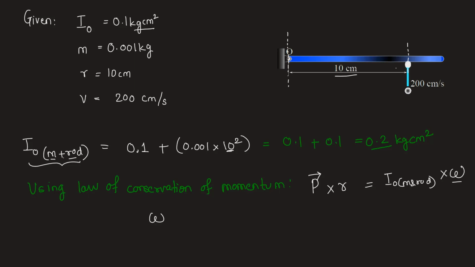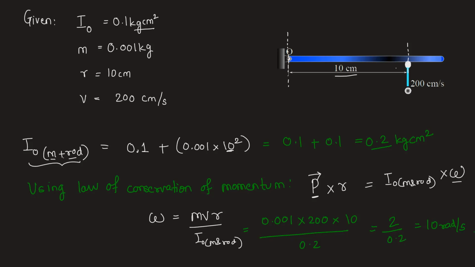Just rearrange. We have omega equal to, linear momentum can be written as m into v. So we have m into v into r divided by I naught of mass and rod. Substituting the values, we will have mass is 0.001, velocity is 200 and r is 10, divided by 0.2. So this turns out to be 2 upon 0.2, which is 20 by 2. So it is 10 radian per second. So we have the angular velocity of the rod after the mass strikes it.